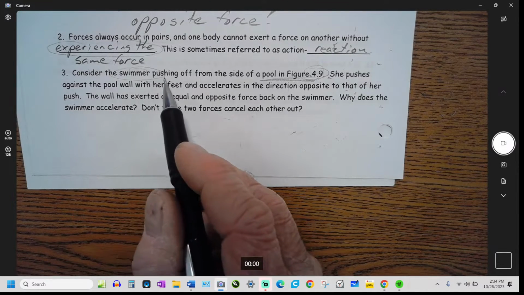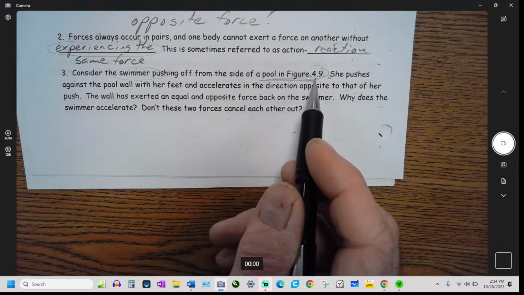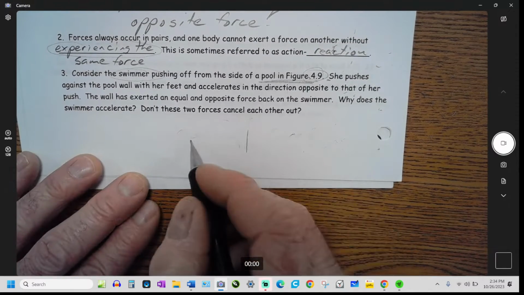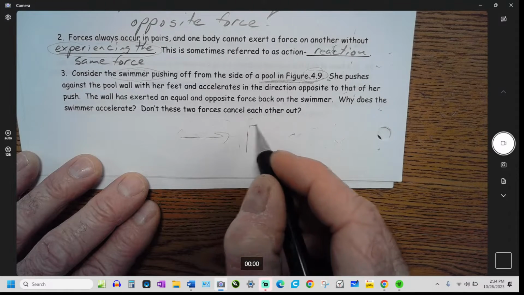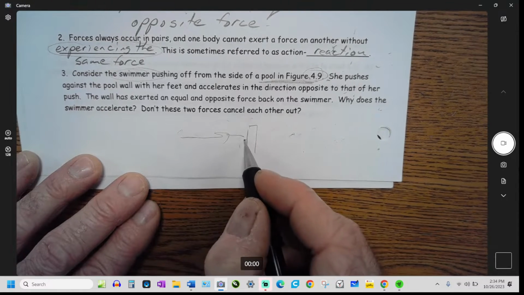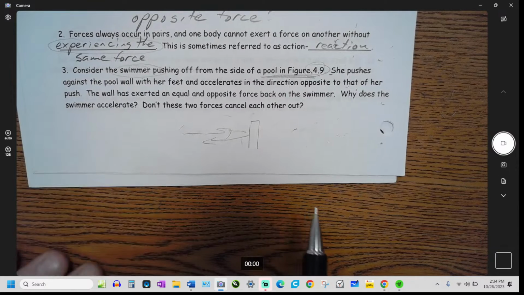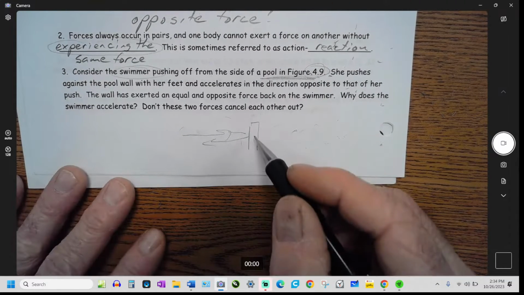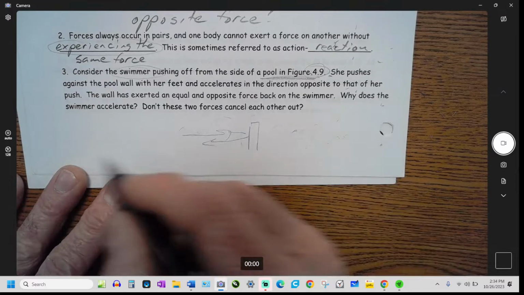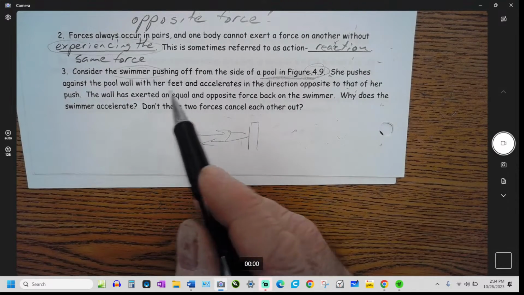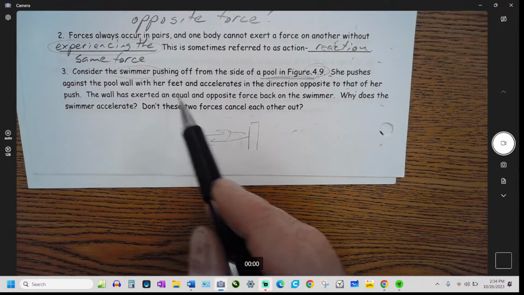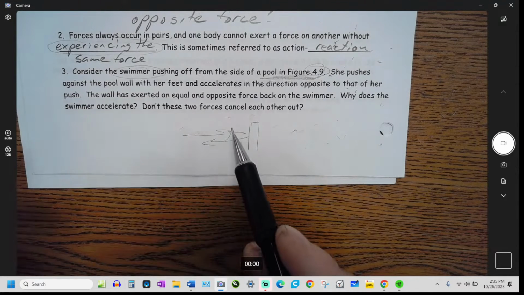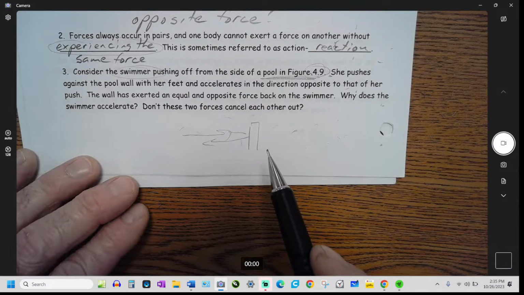But consider the swimmer pushing off from the side of the pool in figure 4.9. You just imagine a swimmer going, here's the pool, somebody swims down to the end of the pool, there's the wall, they push off the wall and then they go back. Right, they reach around from the other side, they pull themselves off the wall with her feet, and accelerates in the direction opposite to that of her push. The wall has exerted an equal and opposite force back on the swimmer.